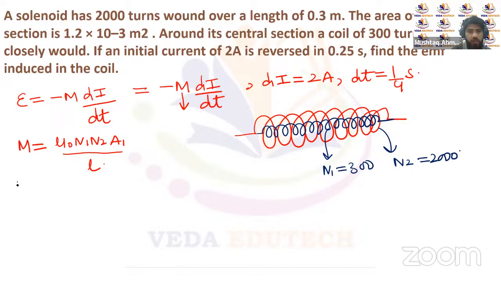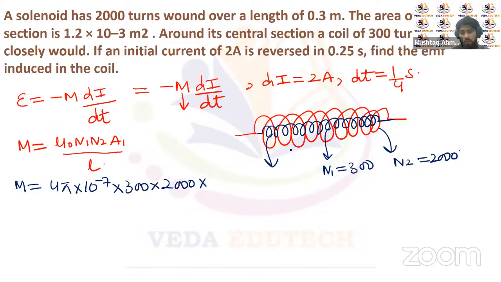So the coefficient of mutual inductance M will be equal to mu naught, where mu naught is 4 pi into 10 to the power minus 7, N1 is 300 and N2 is given as 2000. And the area of cross section will be the area of cross section of this smaller wire, because the flux is linked with this wire. The area of cross section is given as 1.2 into 10 to the power minus 3 meters squared.